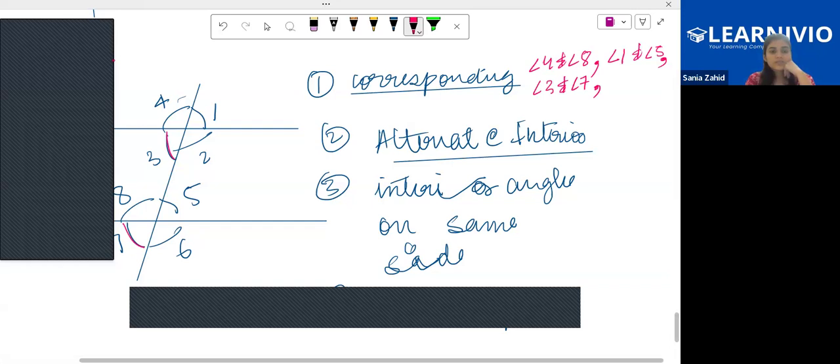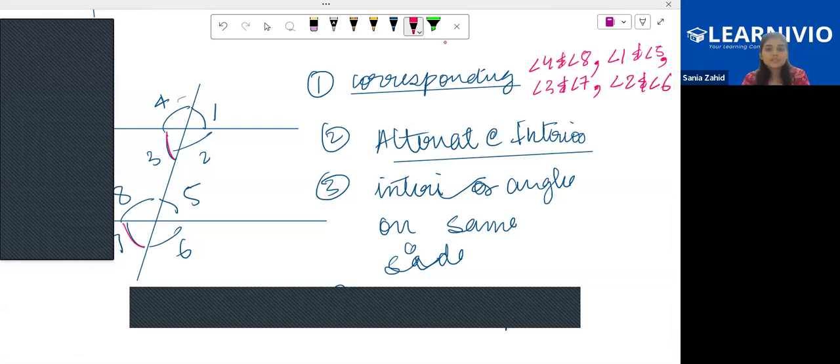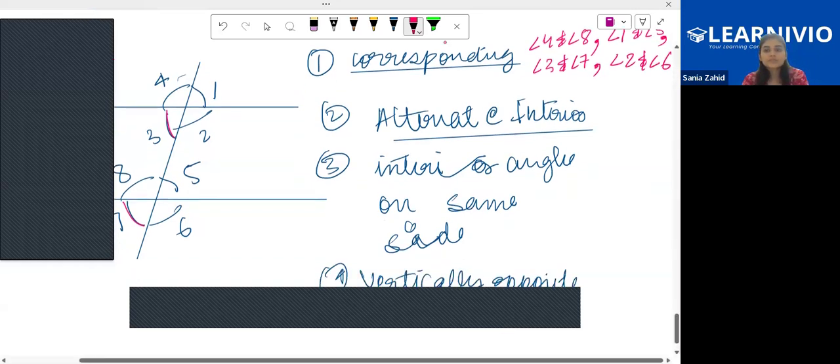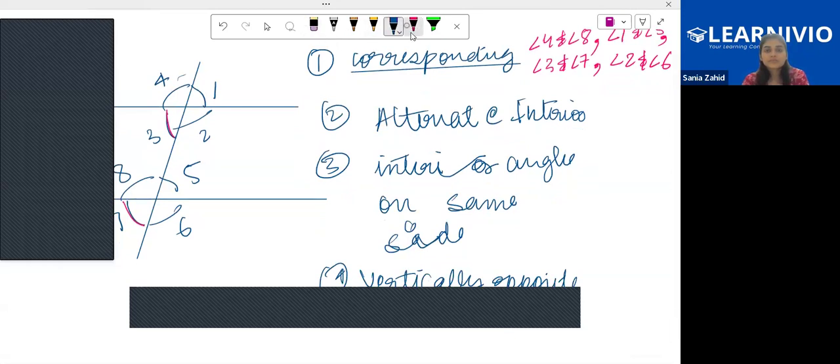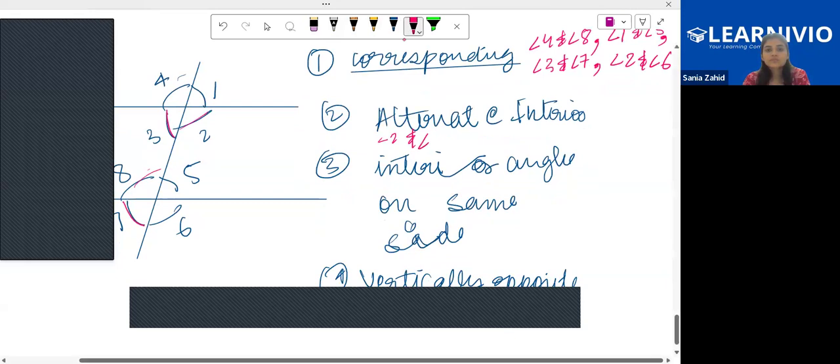And angle 2 and angle 6. Okay. Now, Harmeen, tell me the alternate interior angles. Yes, ma'am. Angle 2 and angle 8. Okay. Then angle 3 and angle 5. Okay. Very good.